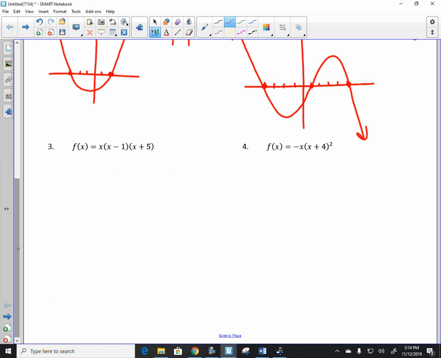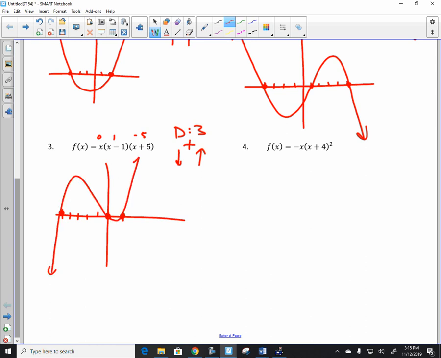The next one, we also have degree of 3. And it looks like when I multiply this out, I've got a negative 5 there, I've got a positive 1. When I multiply this out, I have an x times an x times x. I'm going to have a positive x cubed. And so because it's positive, it'll finish up. And because it's odd degree, it will start and finish in opposite directions. So it starts down and finishes up. So I have roots at 0, 1, and negative 5. 1, 2, 3, 4, 5. 1 and 0, starts down and finishes up. There's a good graph for you.